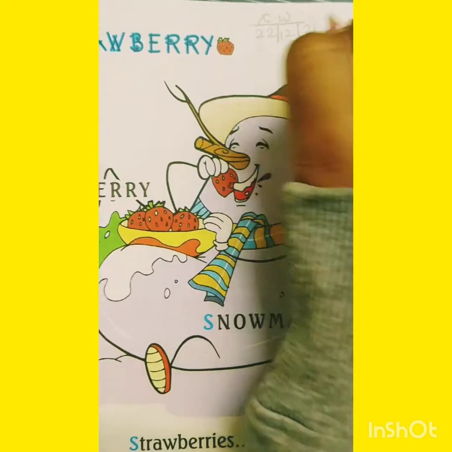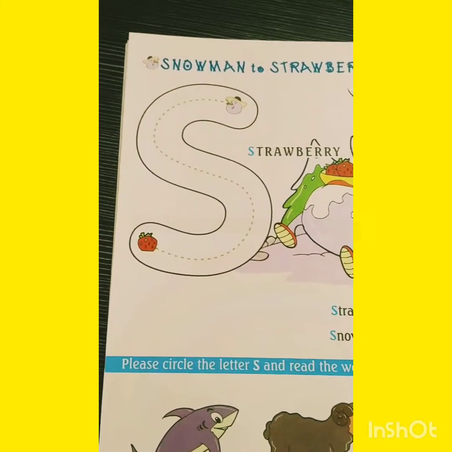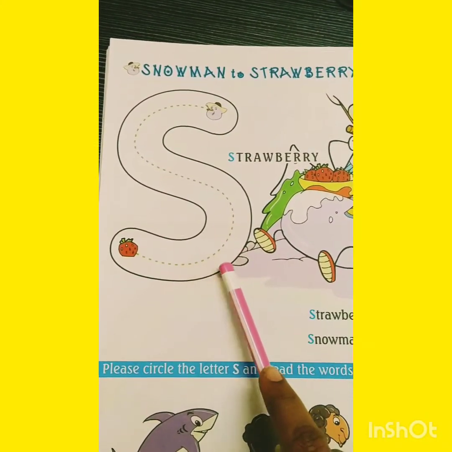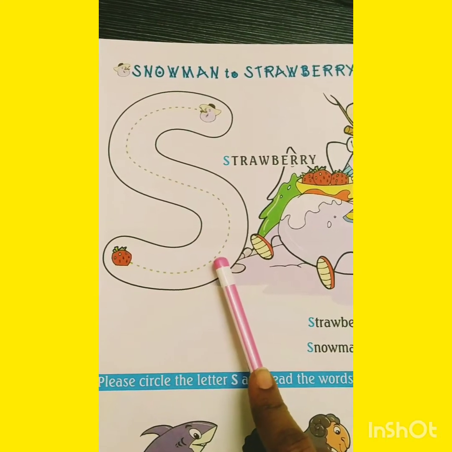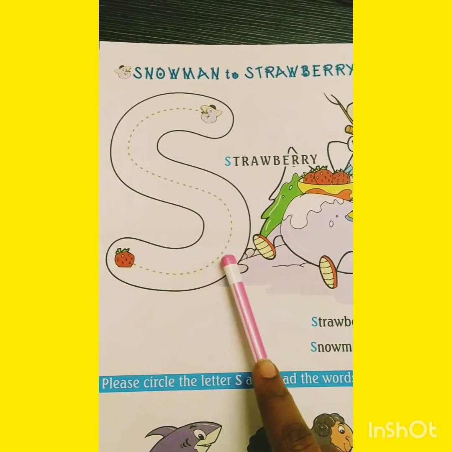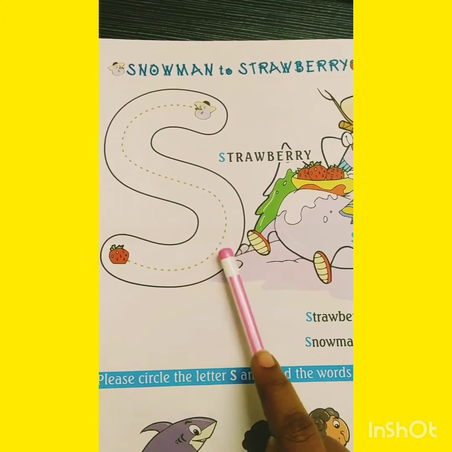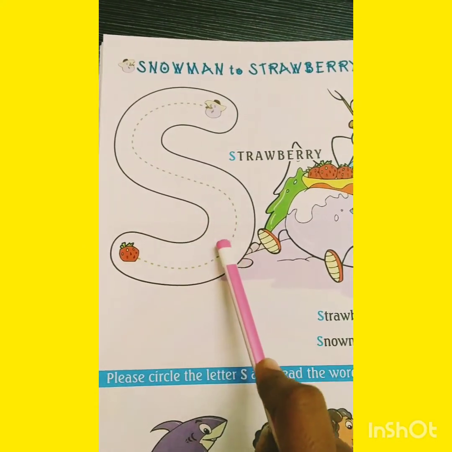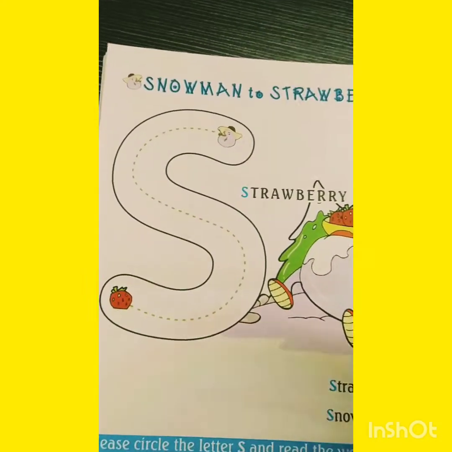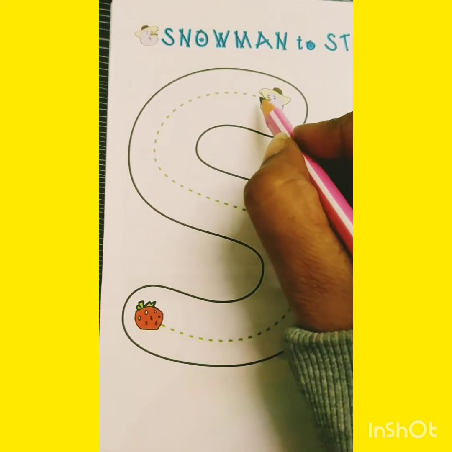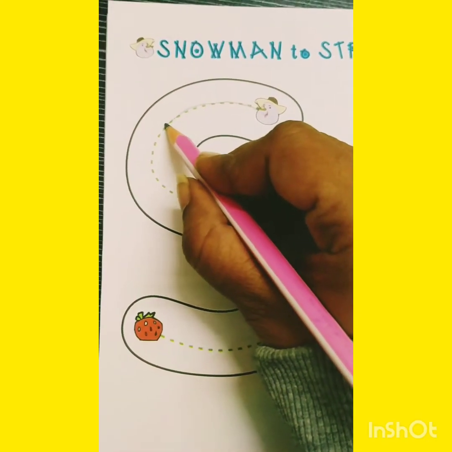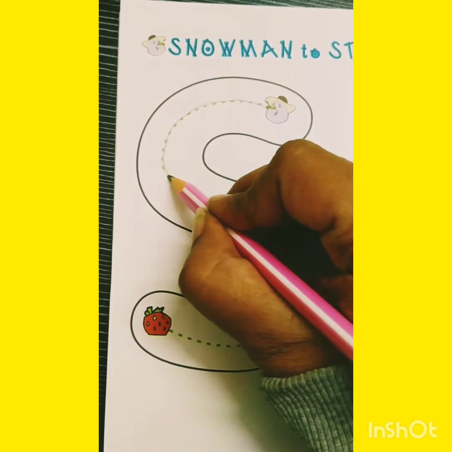Okay. Now see kids, which letter is this? This is letter S. Which letter is this? This is letter S. Okay. So what you have to do? You have to trace this letter S. Okay. So now you have to start from here. Okay. So first you have to make left curve.